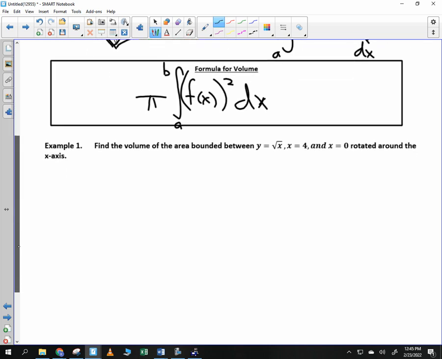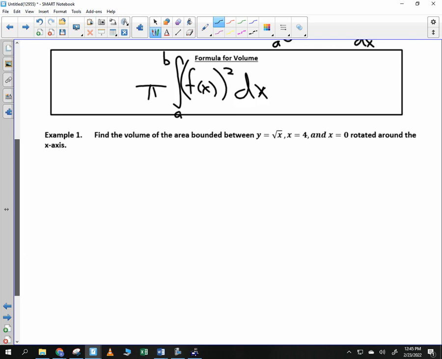It says find the volume of the area bounded between y equals the root of x, x equals 4, and x equals 0, rotated around the x-axis. So I'll draw the shape. What does the square root of x look like? Good. And I'm going to bound it from 0 to 4.